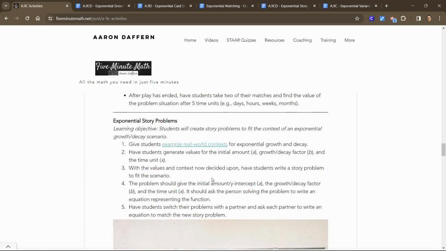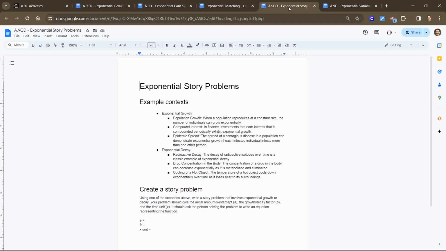Exponential story problems is our next one. This is another one that kind of lives in both A.9C and A.9D. Here are some real world examples of context that you could use for exponential growth and exponential decay. You saw those also on this exponential growth and decay scavenger hunt.